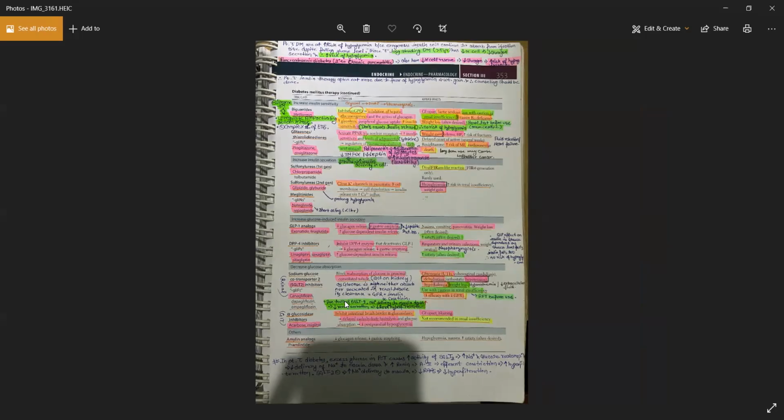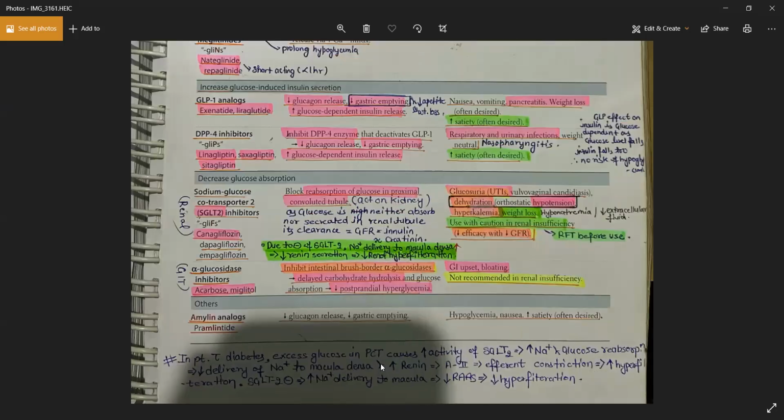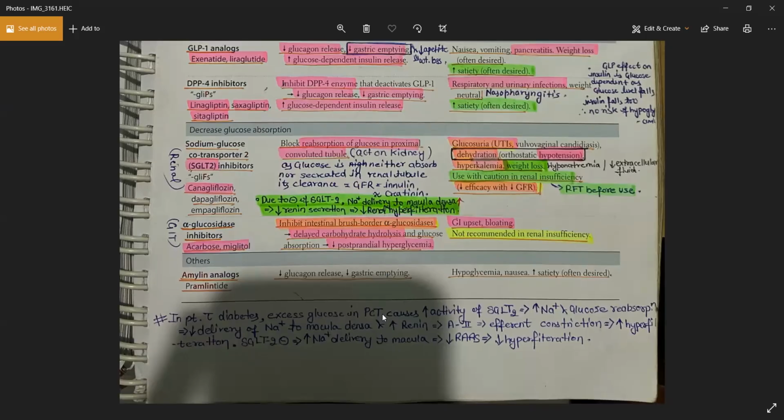Yes, sir. I'm sorry, I had one problem. To the SGLT2 inhibitors, the point that you made at the bottom of your page I understand, but I don't understand your top point. It says due to the SGLT2, sodium delivery. I thought when your sodium is going to be more at the macula densa, your body knows that you have high osmolarity.